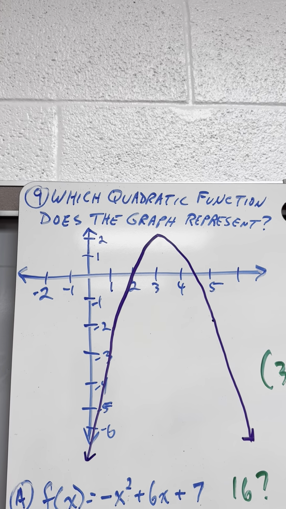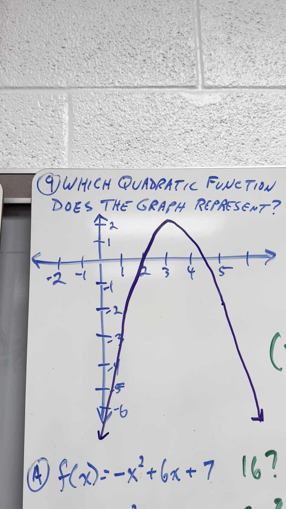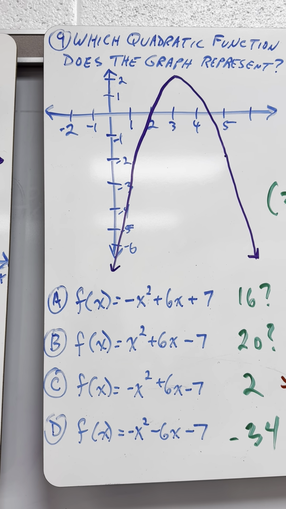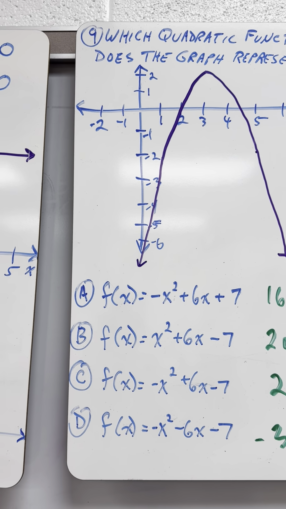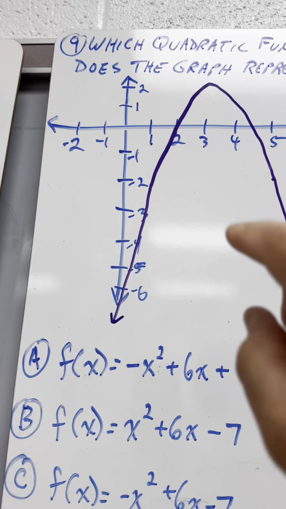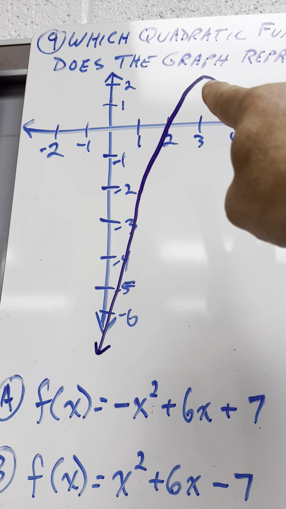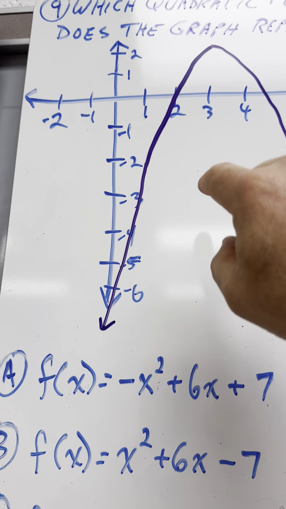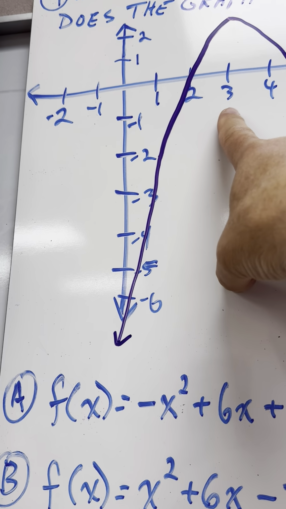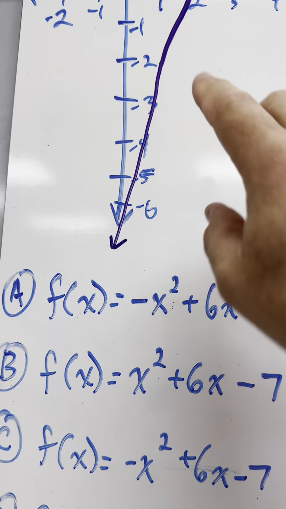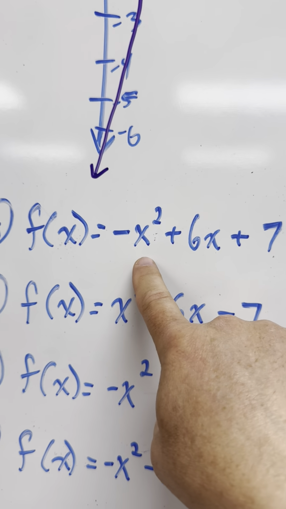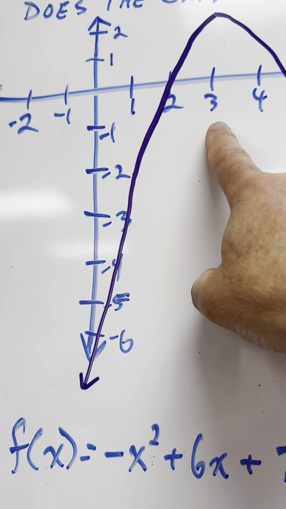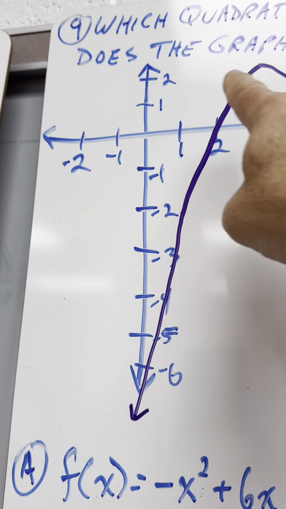Which function does the graph represent? Okay. So here's how I want you to take on these multiple choices. I want you to pick an easy point here. This point right here is the point 3, 2, right? I want you to put in 3 for x, all right? If I put in 3 for x here, first of all, what do I want to get when I put in 3? I want to get 2 for y, right?